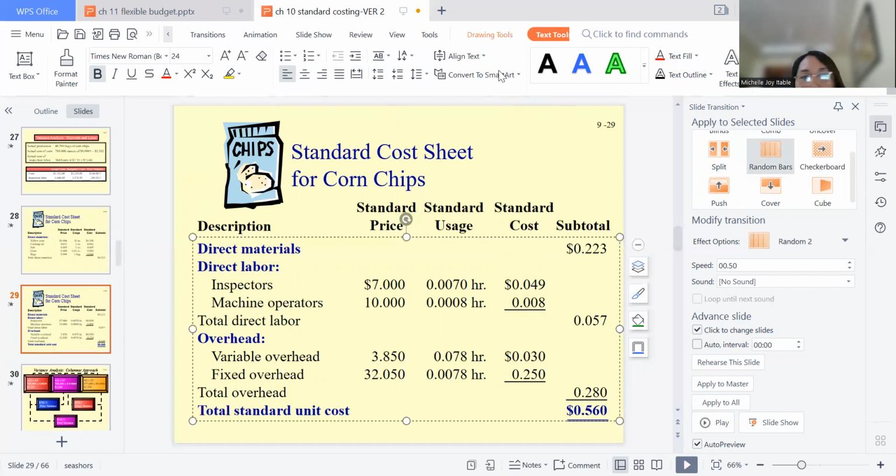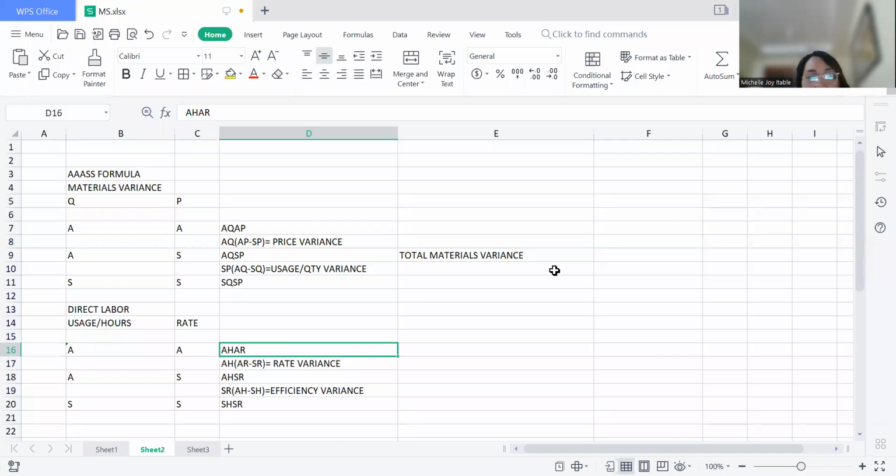So let's try to do this in Excel, okay? And then let's see if we arrive at the same figures written here in the PowerPoint, by using our formula, okay? And let's get the given. Let me take a screenshot first, class. Wait lang. Screenshot of the variance analysis for materials and labor.